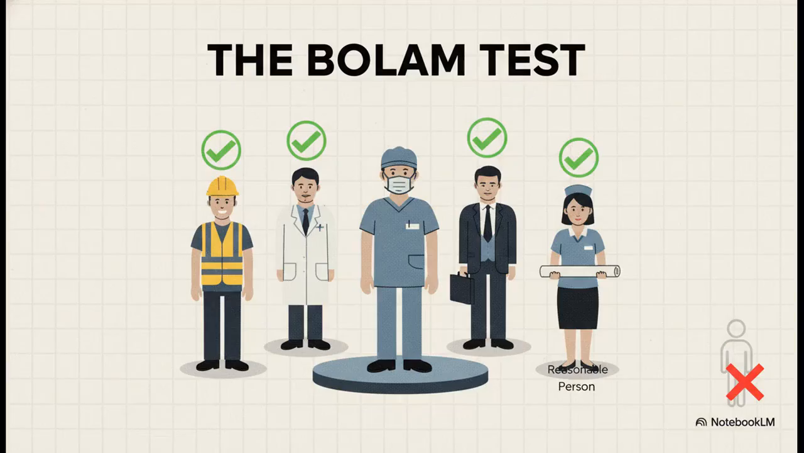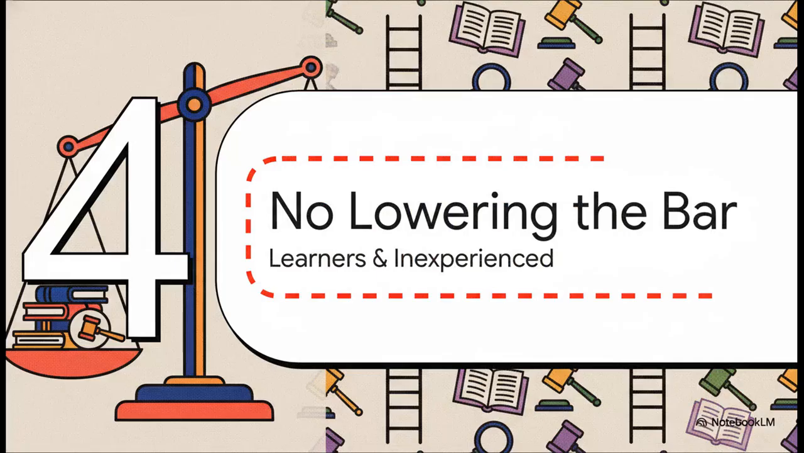This whole principle is known as the Bolam test, and it comes from a famous old case. It basically says that professionals aren't judged against the average person on the bus, but against the standards of their own profession. The question becomes, would other doctors, or other lawyers, or other architects say they acted correctly? Okay, so the bar gets raised for professionals. That makes sense. But what about the other end of the spectrum? What about learners or people who are brand new at something? Does the law lower the bar for them?